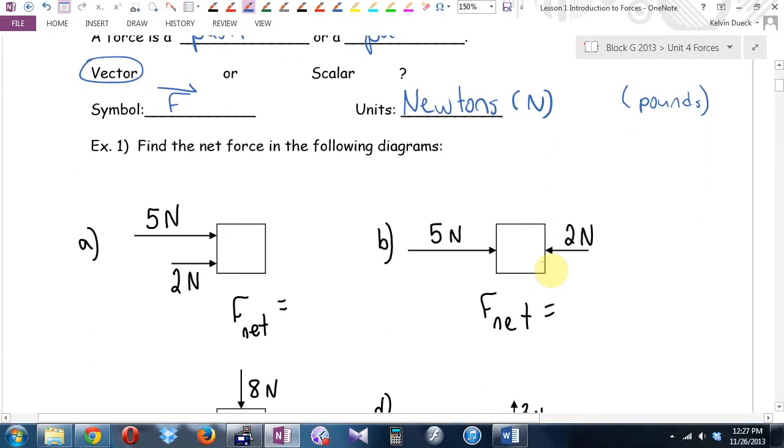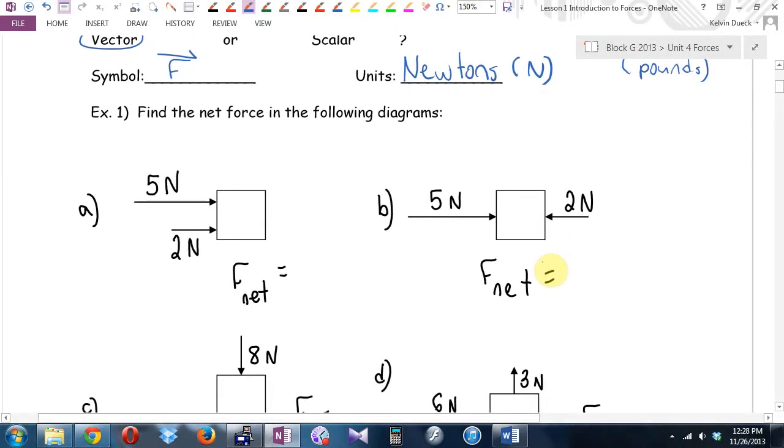Here is my way of convincing you that force is a vector. I'm asking you to find the net force in the following diagrams. The net force, that's a fancy way of saying if you added up all of the forces on an object and represented them with just one force, we call that the net force. So if you're pushing 5 newtons and 2 newtons to the right, what do you think the net force is? Direction. 7 newtons right.